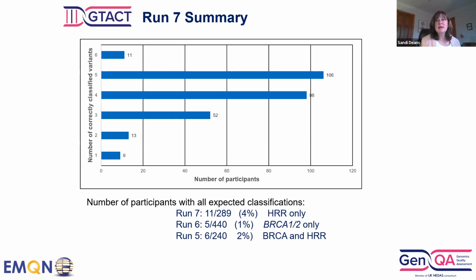But I think we can say here that we are seeing an improvement in the number of correctly classified variants across the runs. So for this run in particular, we've got 4% of participants classifying all 6 variants correctly. And then we see a huge number whereby there's 5 variants or 4 variants classified correctly. And this is an improvement as we've seen across the runs, particularly from 5, 6, and then run 7 as we're presenting today. So I would definitely recommend you to continue participating.